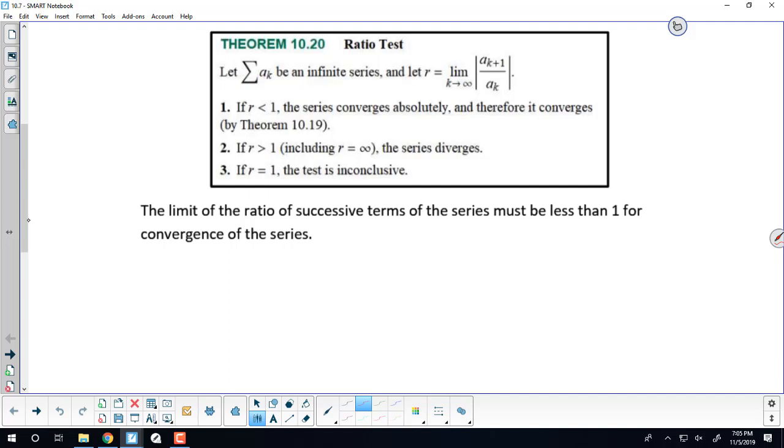So the inconclusive part: if the limit as k approaches infinity of a sub k plus 1 over a sub k is equal to 1, what would that tell us? We don't know, but why? Why is that inconclusive? Right, in order for this limit to be 1, as k approaches infinity, a sub k plus 1 and a sub k have to be the same number. So that doesn't tell us that things are getting smaller. It just tells us things are staying the same.